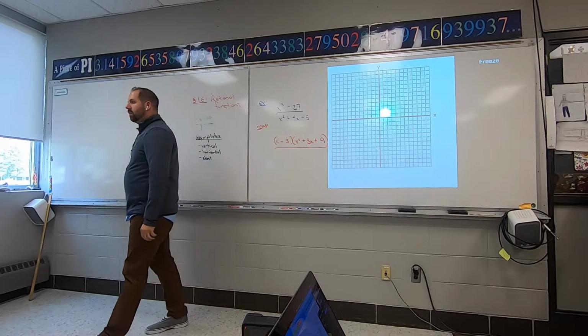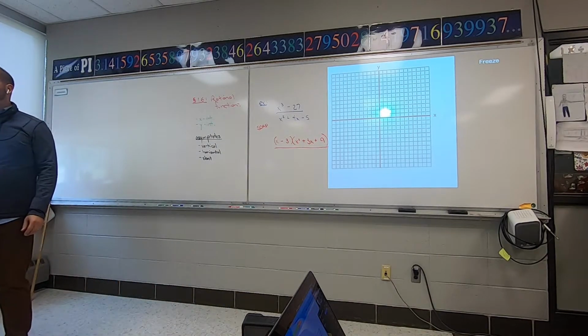That's how you factor for cube root. I can't see. That's just blue water.